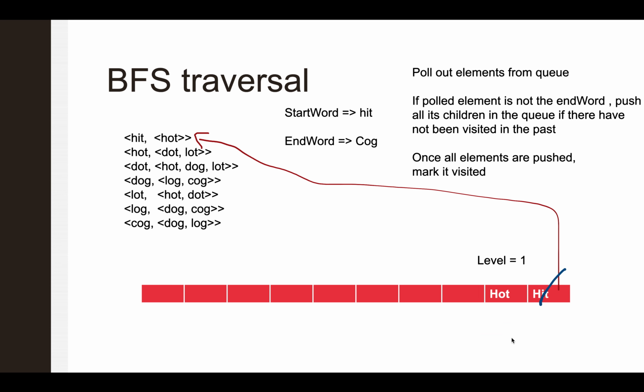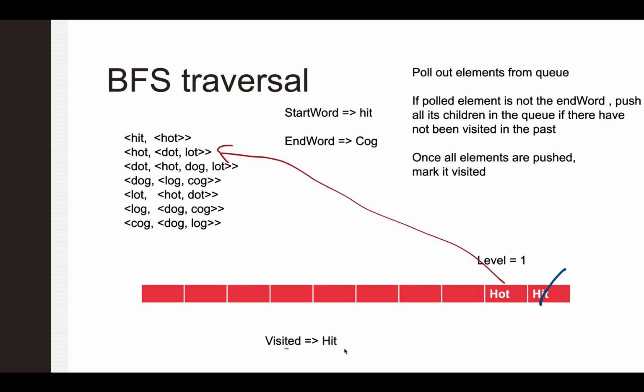So let's move ahead in the traversal. So we pulled out hit, we added hot, and we marked hit as visited. Visited gets marked as this, and level gets incremented to 1. And we pull out hot now. Since hot is not equal to cog, we'll add all its children into the queue. So let's add all its children. Dot and lot get added into the queue, and this tells us the termination of level 2, and this is the termination of level 1.